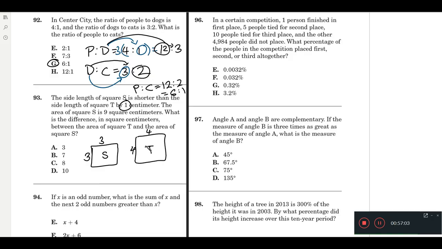So this is 16 and this is 9. So 16 minus 9 is the difference between them, so it's 7. Yeah, you got something. You get it, Timur?